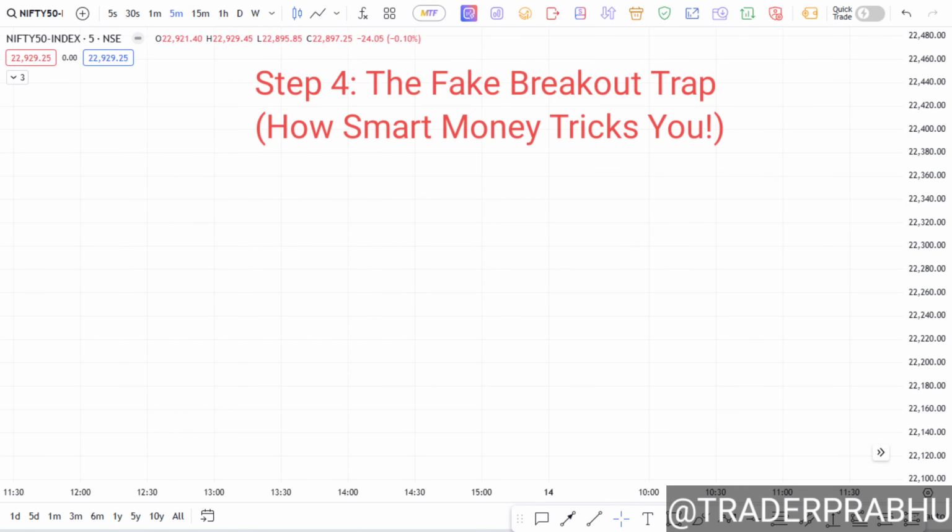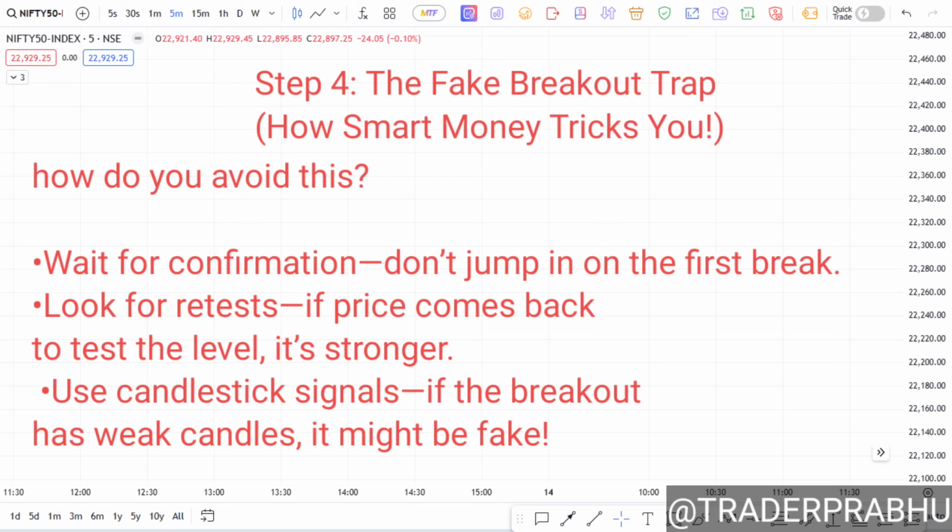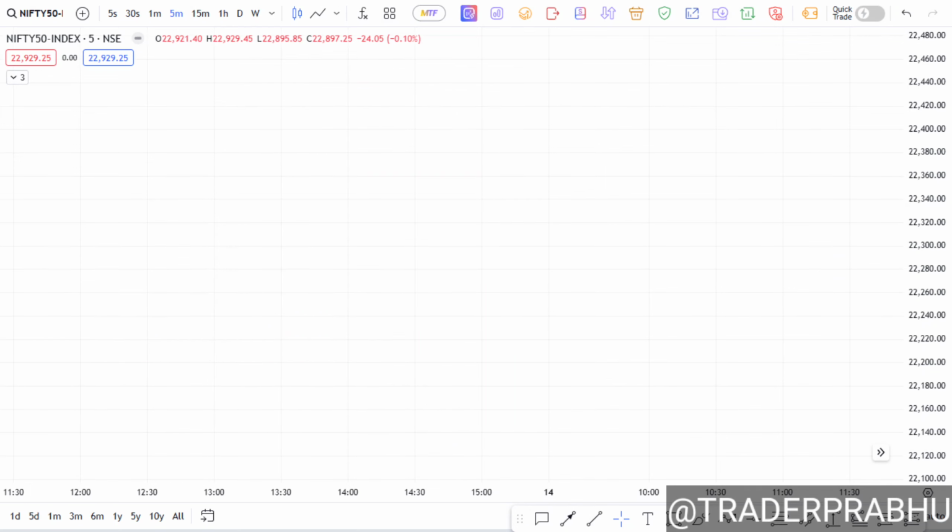So, how do you avoid this? Wait for confirmation. Don't jump in on the first break, and look for a retest. If price comes back to test the level, it's stronger. Use candlestick signals. If the breakout has weak candles, it might be fake. Alright, now you are starting to see how the game is played.